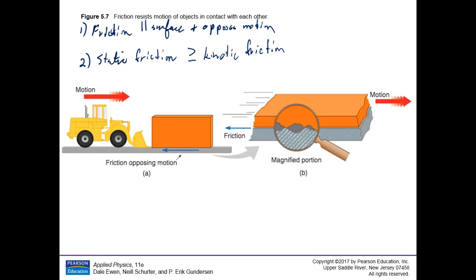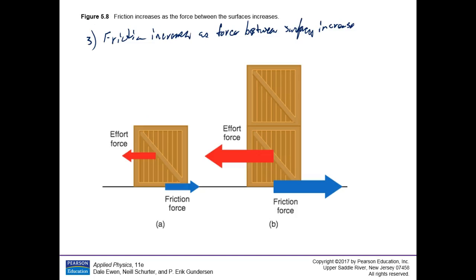So even though the motion is this way, not down, it makes it harder to move because now you have more to lift and more to overcome to get that to move. If you add more force, and that's what they're saying here, the friction increases as the force between the surfaces increases. In the first one, you have a crate and you're trying to pull it this way, so your effort is this way. The friction force is going to be that way.